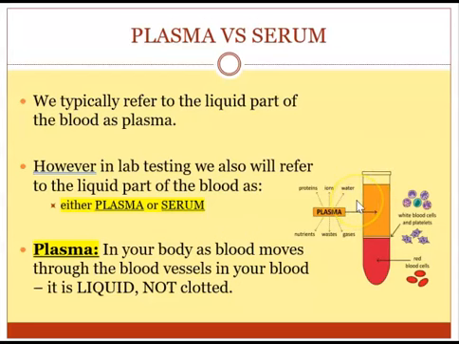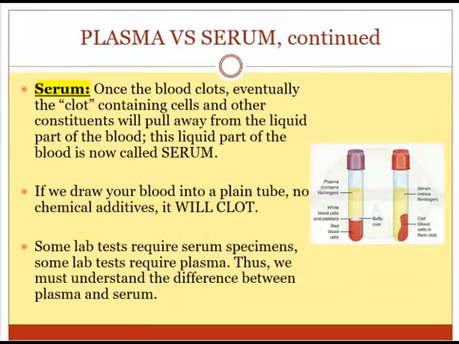And in your plasma, you can have things like different nutrients, water, proteins. There's all kinds of things that can be contained within that plasma. So we've been talking mainly about plasma. So let's talk about what serum is. Serum, once the blood clots, it will contain cells and other constituents that pull away from the liquid part of the blood. This liquid part of the blood is now serum. So to get serum, you've got to allow the blood to clot.